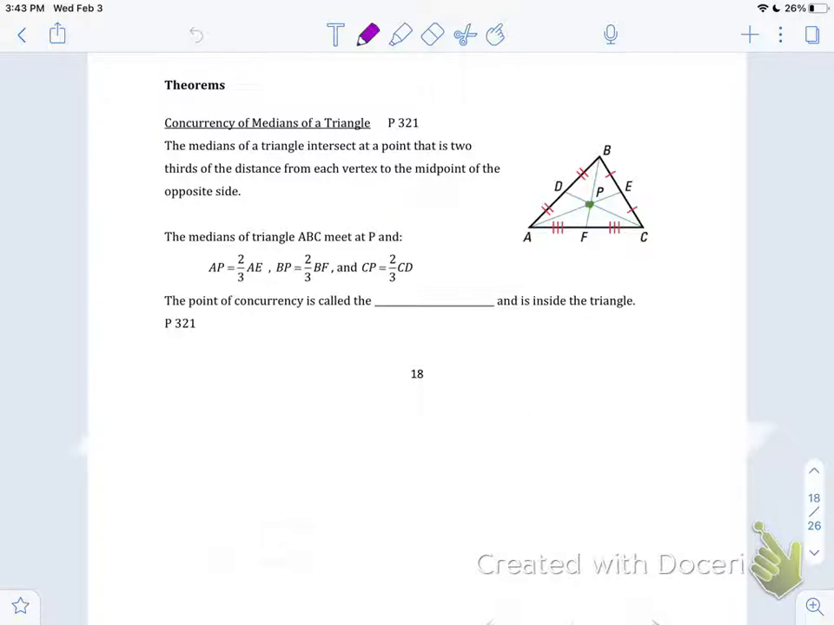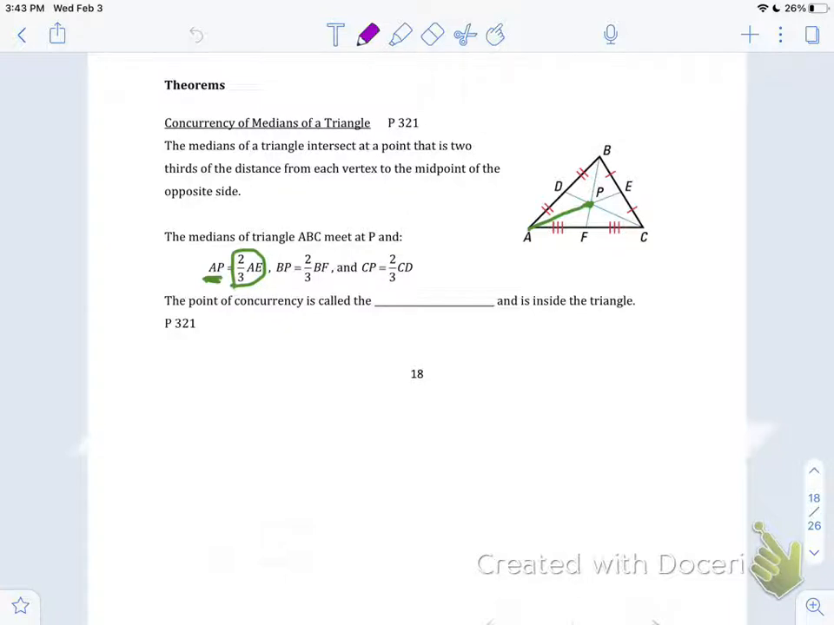Okay, but there's another nice relationship. So look at what's happening. AP, which is just from the vertex to the centroid, that is 2/3 of the length of the entire piece, AE.